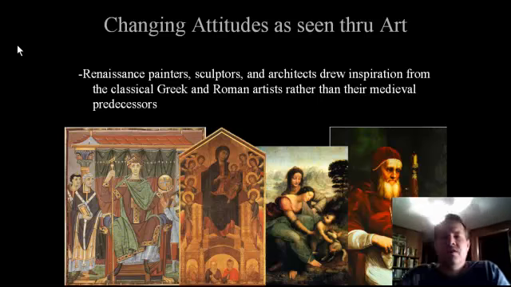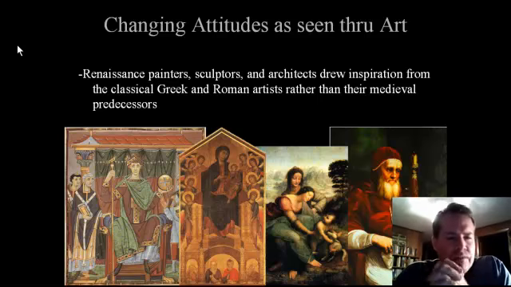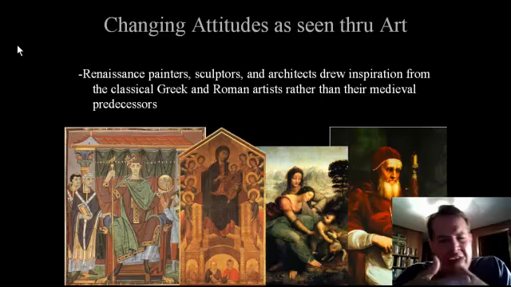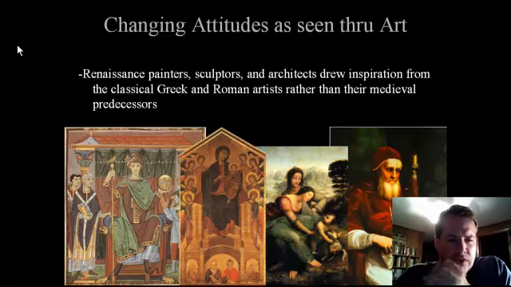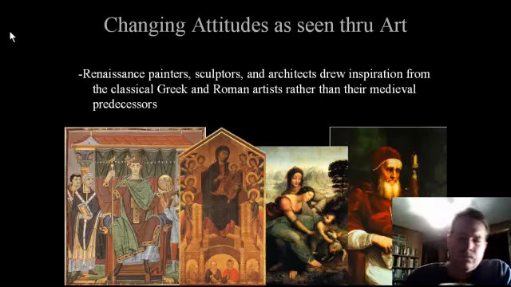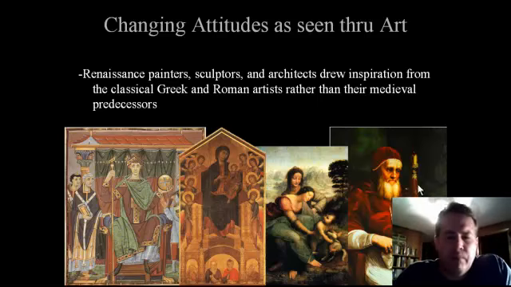Now, Renaissance art can illustrate changing social values. This is why we look at art in history many times. Because art, writing, poetry, these artistic values show current social values. Case in point, here we have 4 paintings. 2 are from the medieval period. 2 are from the Renaissance era.